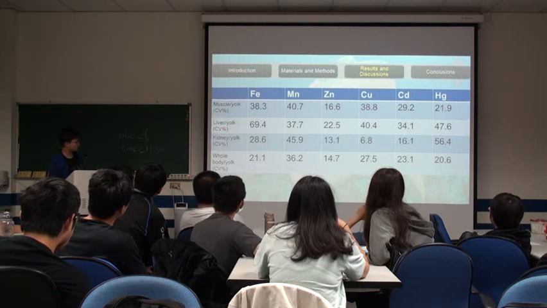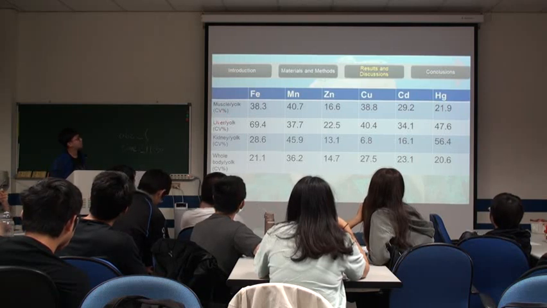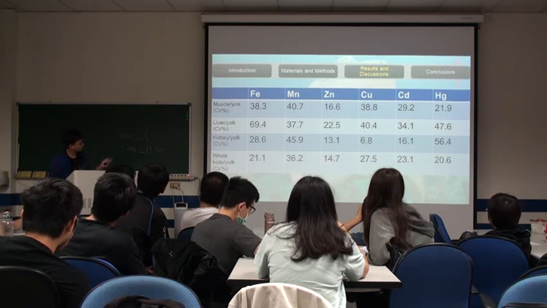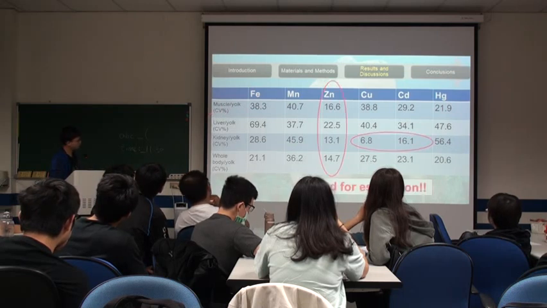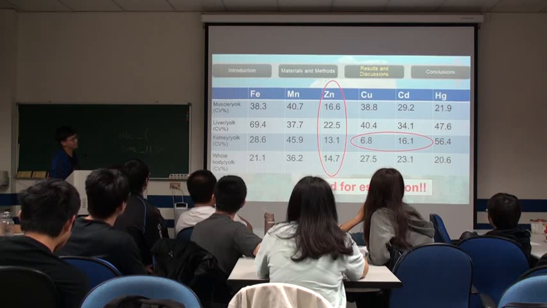And now we see the coefficient of variation. If this number and the number of these were lower, it means it's good for estimation.